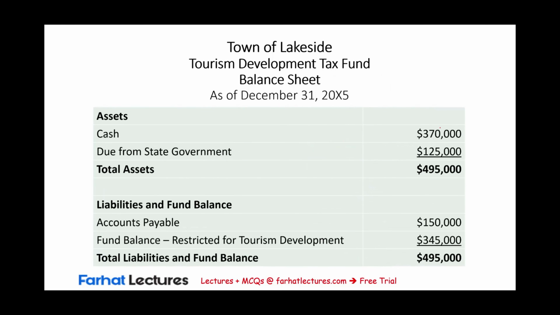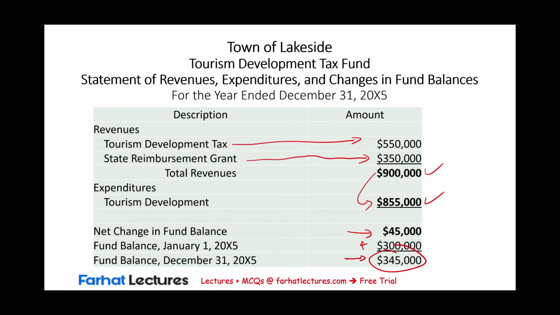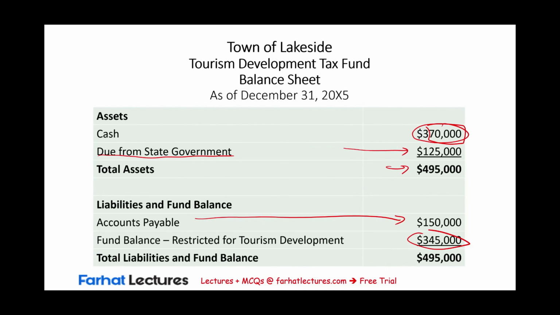On the balance sheet, we have cash. We started with $300,000. We paid some cash. We received some cash. The net increase was $70,000. We still have due from state government $125,000. Total assets $495,000. We have accounts payable of $150,000 and the fund balance of $355,000, which we computed here, which is kind of the equity, in quotes. Notice total assets equal total liabilities and fund balance.